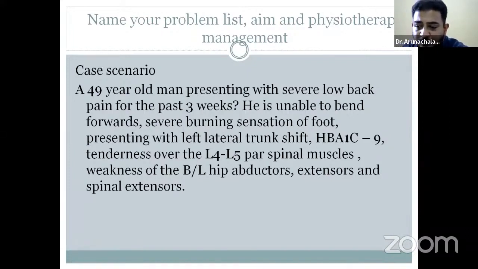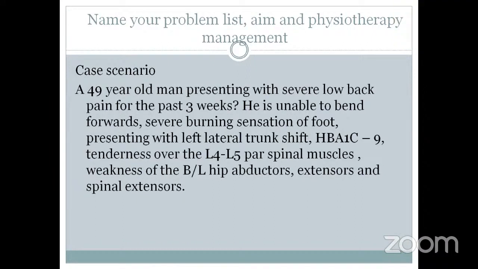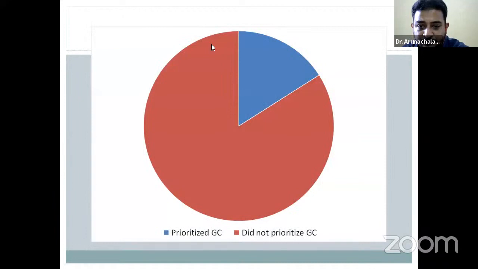We asked around 300 physiotherapists to devise the problem list, aims of their management, and what physiotherapy intervention they would give for this particular patient. They had to give 3 points. It was very surprising for us that less than a quarter of them came up with prioritizing glycemic control, and the majority did not even mention glycemic control in their treatment, problem list, or aims of the management.